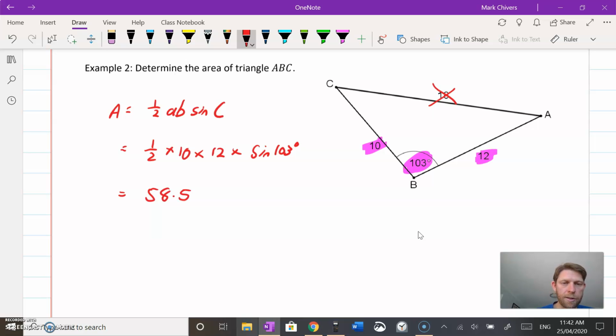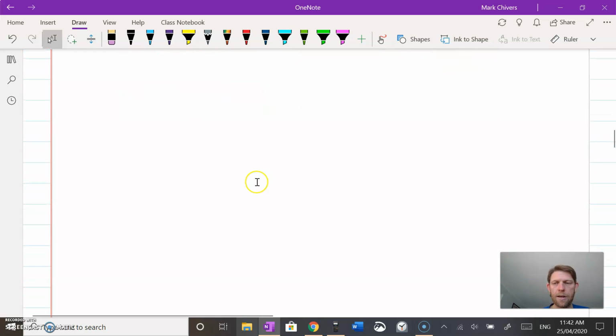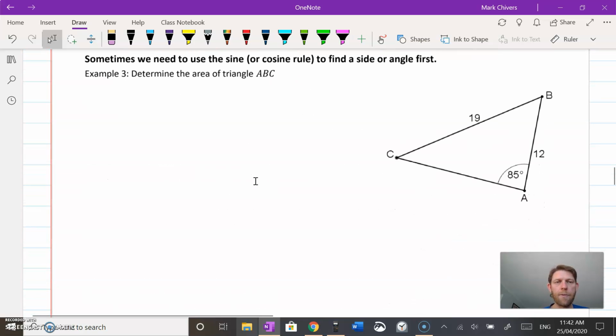No units on this one, so we'll say units squared, and that's to one decimal place. Remember that obviously it's in square units, make sure you get that right. Silly to do all the hard yards and not get full marks at the end.